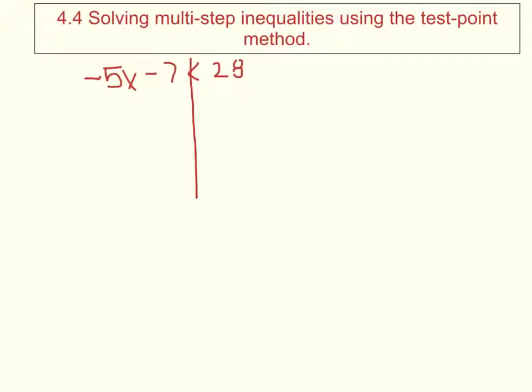So since it's negative 5x minus 7, I have subtraction there. I'm going to do the opposite. I'm going to add 7. And I have to do that to both sides, of course. Negative 7 plus 7, I cancel those out. Those actually zero out. And on that side, I'm left with negative 5 times x. And 28 plus 7 on the right gives me 35.